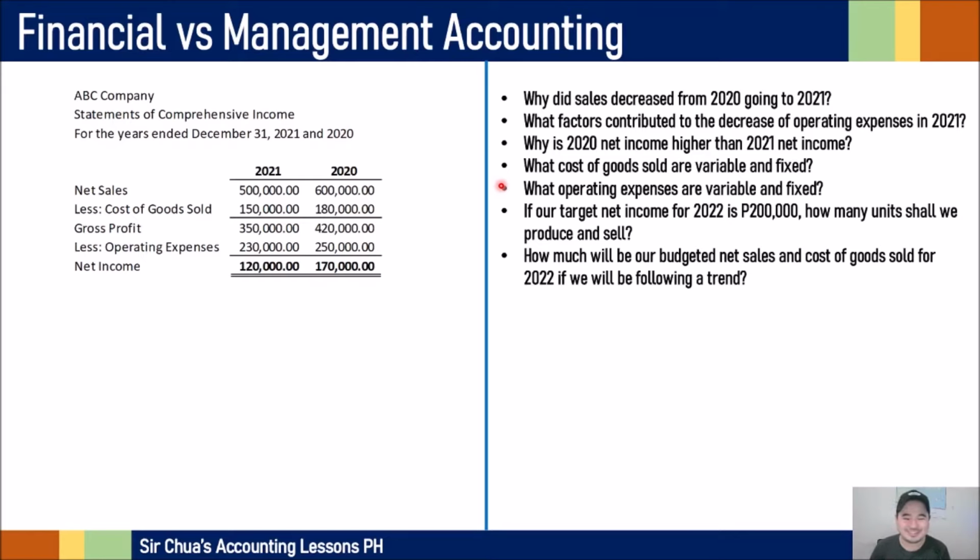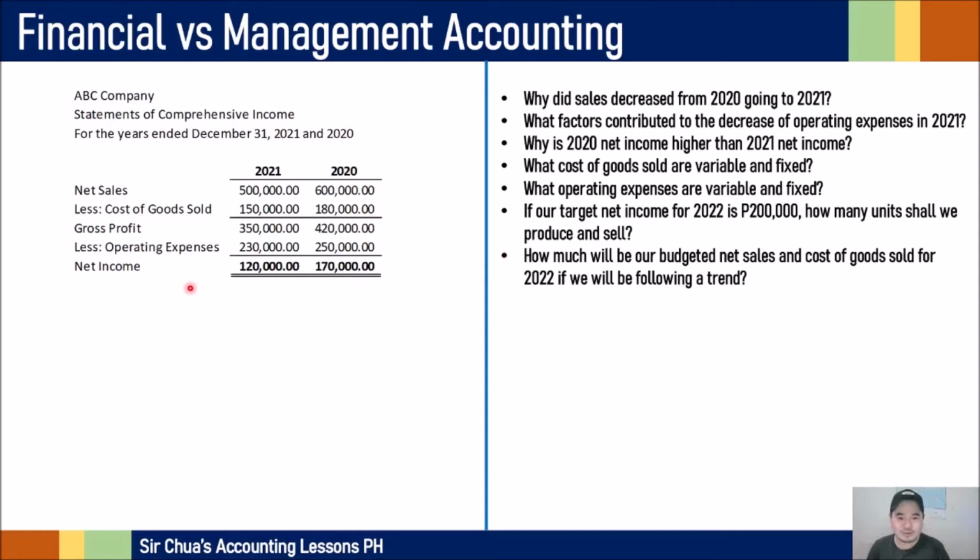Things like that. If our target net income for 2022 is 200,000, how many units shall we produce and sell? And how much will be our budgeted sales and cost of goods sold for 2022 if we will be following a trend? So, I hope that you are able now to see the difference between financial accounting and management accounting. Here in financial accounting, as long as you have already reported the things that you need to report in the financial statements, then that's it.